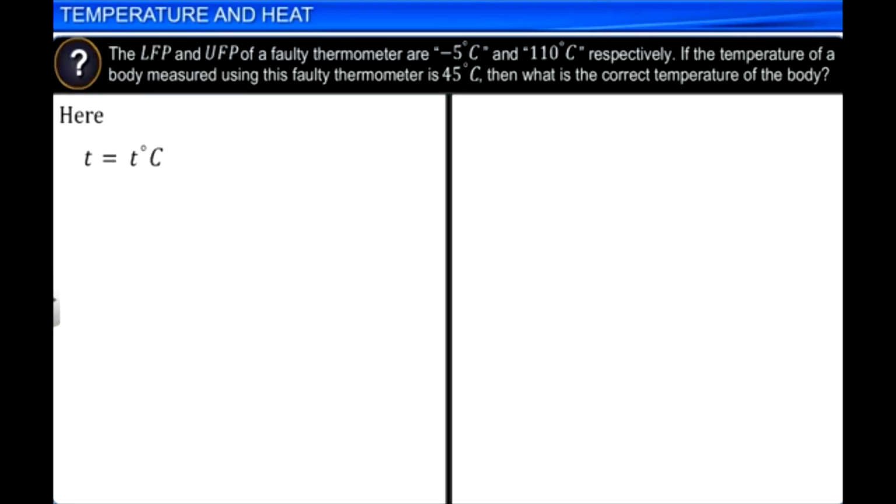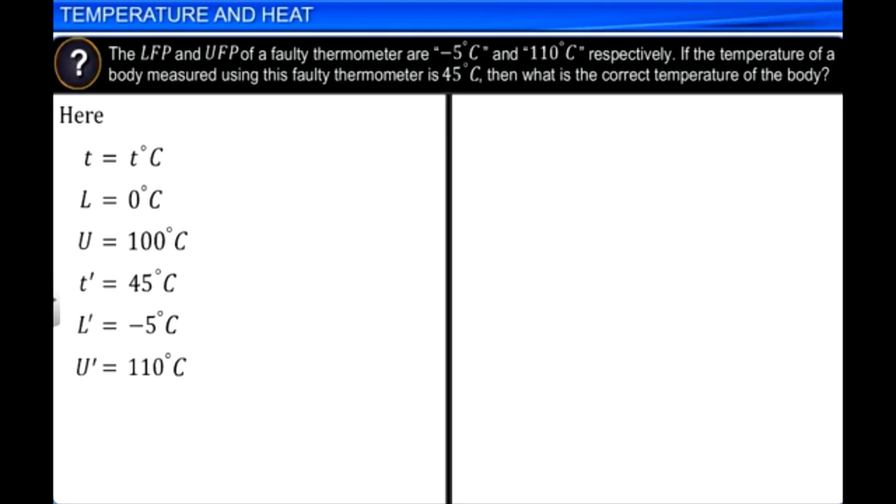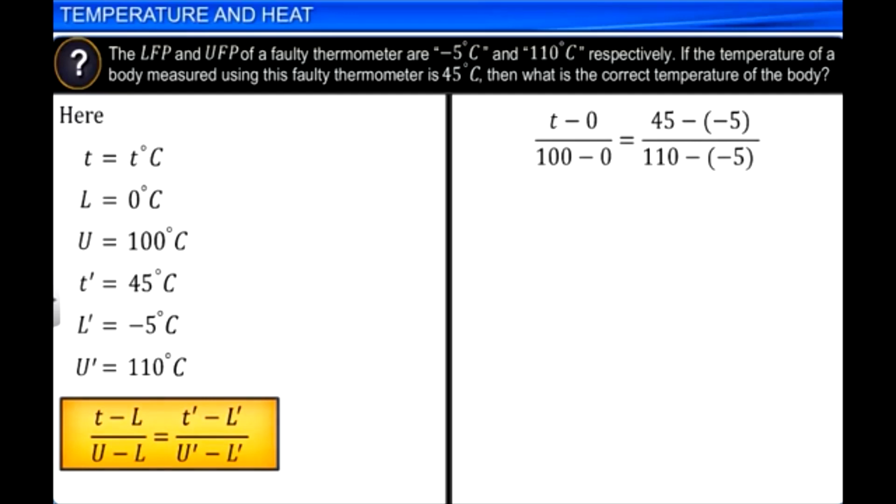Here, T is equal to T degrees Celsius, L is equal to 0 degrees Celsius, U is equal to 100 degrees Celsius, T dash is equal to 45 degrees Celsius, L dash is equal to minus 5 degrees Celsius, U dash is equal to 110 degrees Celsius. Upon substituting the values in the equations and solving, we find that the actual temperature is 43.5 degrees Celsius.